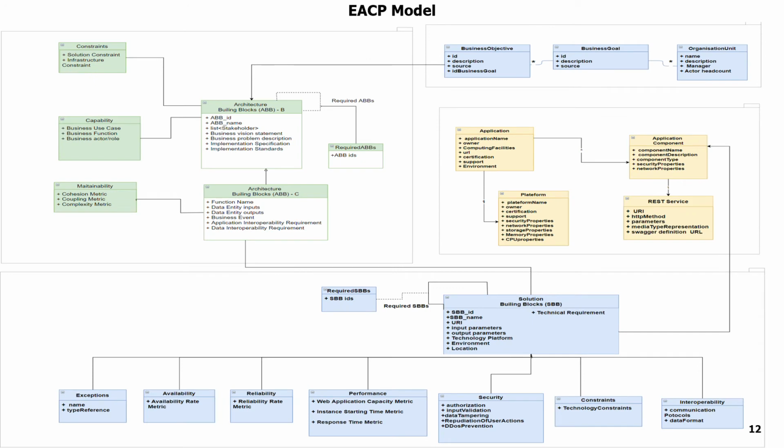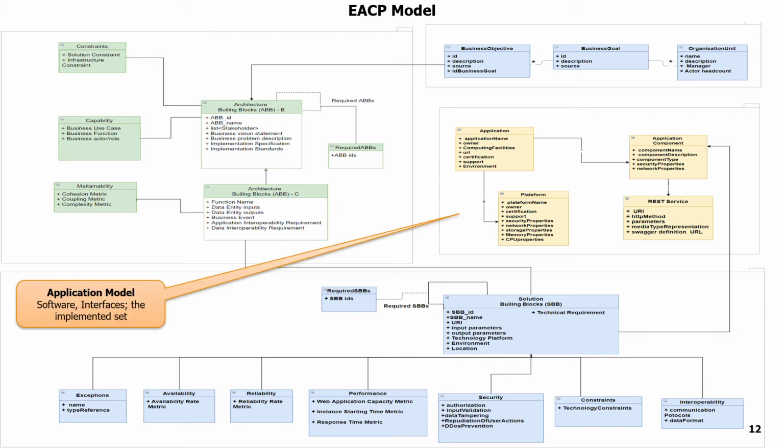We have first instantiated each building block of the meta model that we have proposed, enabling to create this model to facilitate the generation of an enterprise architecture capability profile and later on the enterprise architecture knowledge repository. So the profile, when we generate it, is filled following a bottom-up approach, first with the application model to describe the different targeted software, the interfaces, the implemented set, and so on. And for instance, to describe also the exposed services that we aim to reuse in the future.